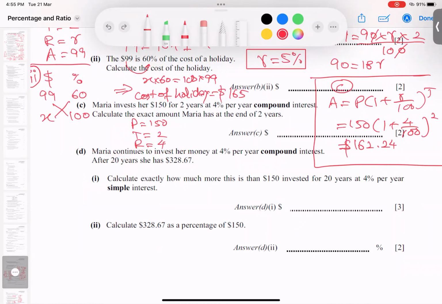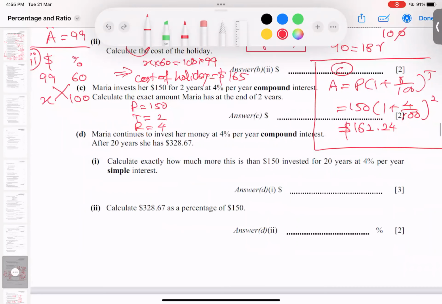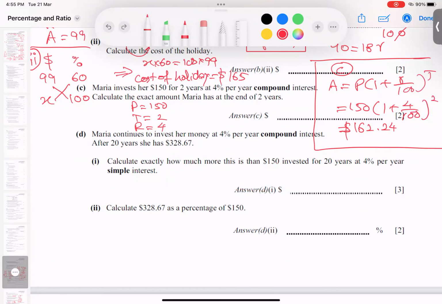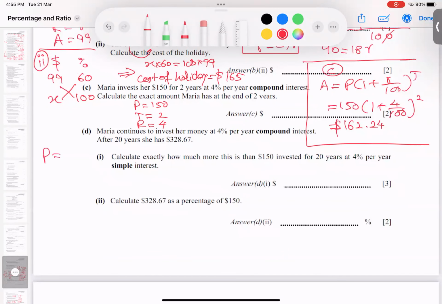This is not a question. It's given by him. Okay, fine. Let's go for next. Calculate exactly how much more this money is, as if she invests $150 for 20 years at 4% simple interest. It means I'm finding: P is $150, time is 20 years, R is 4%, and let's find I.